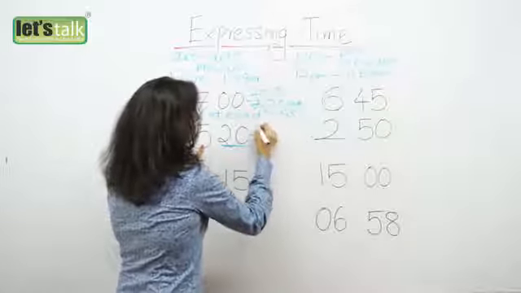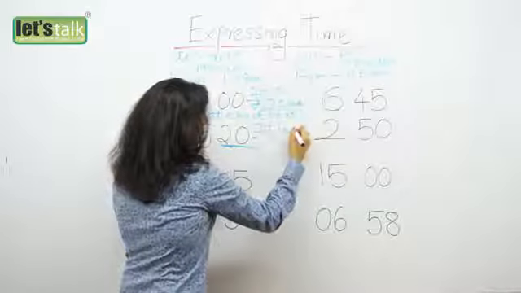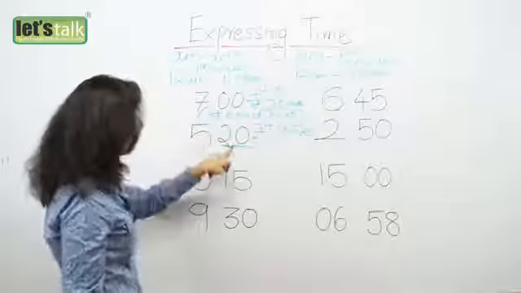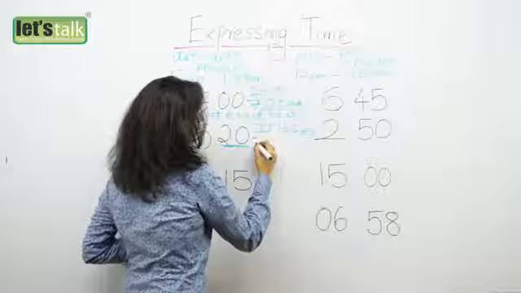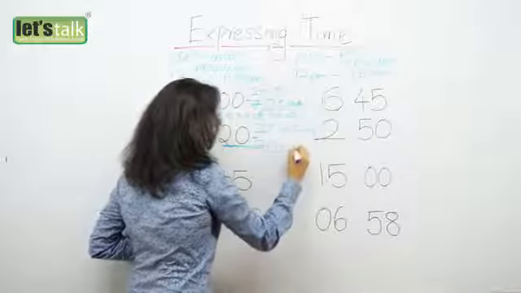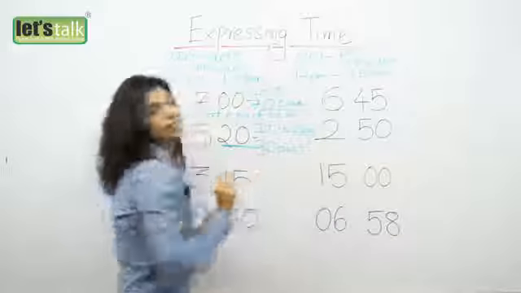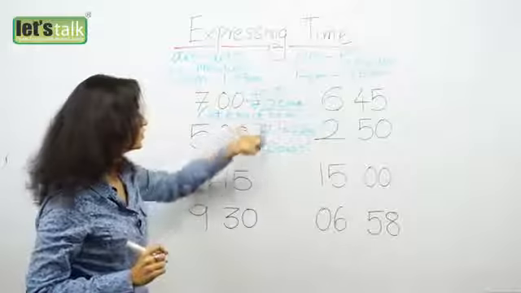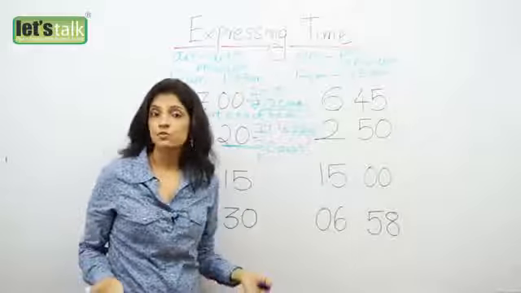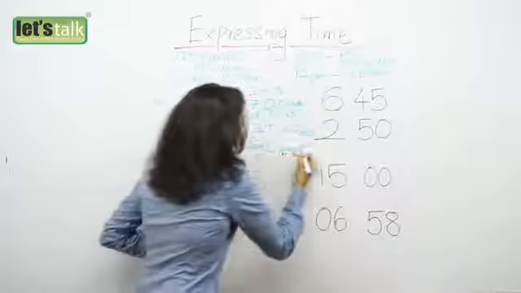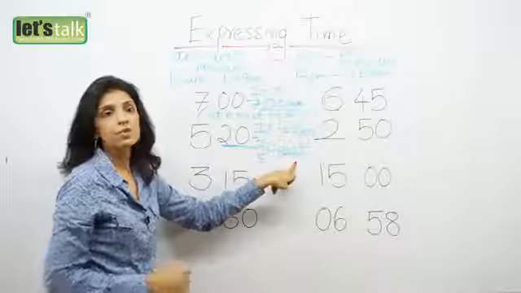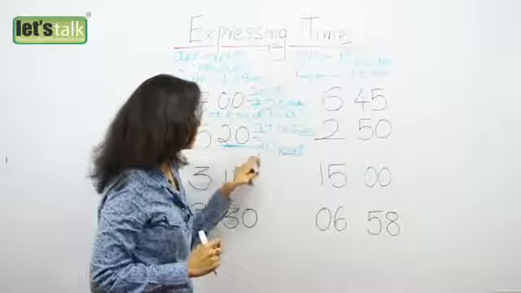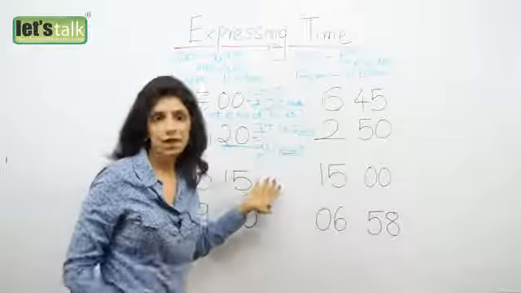So you can say it is 5:20 AM or PM, depends, or you can even say it is 20 past 5. That means 20 minutes have passed 5 o'clock, right? So you can say it either way, whatever makes you feel comfortable. But please remember, we use past here because 20 minutes have passed 5 o'clock. So you say it is 20 past 5, okay?